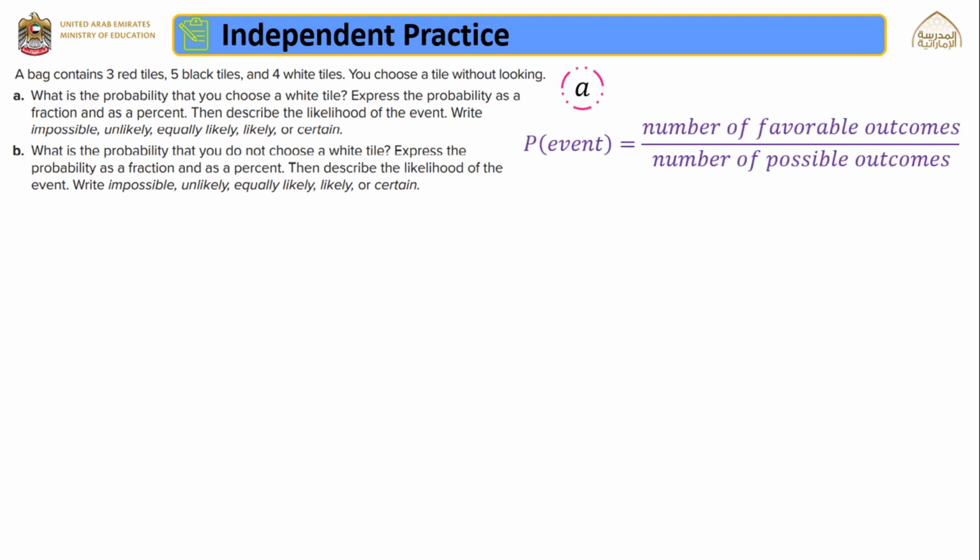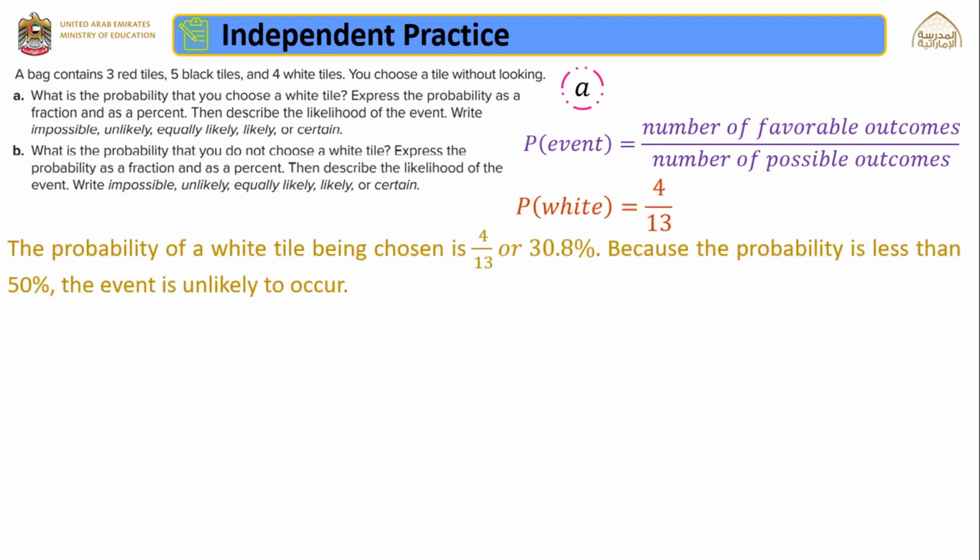The answer of A: the probability of an event is the number of favorable outcomes divided by the number of possible outcomes. The probability of a white tile being chosen is 4 out of 13 or 30.8%. Because the probability is less than 50%, the event is unlikely to occur.